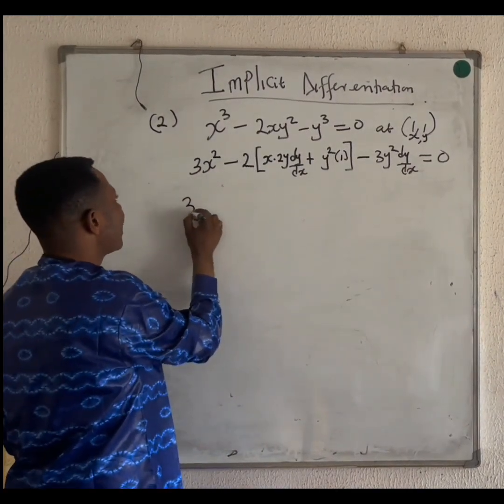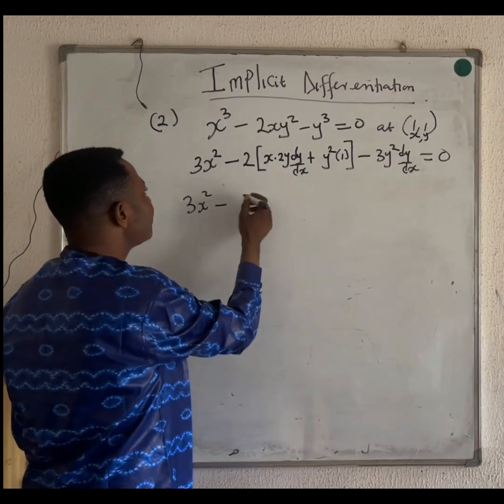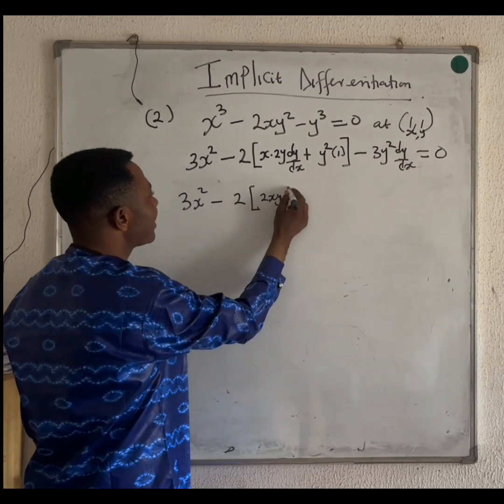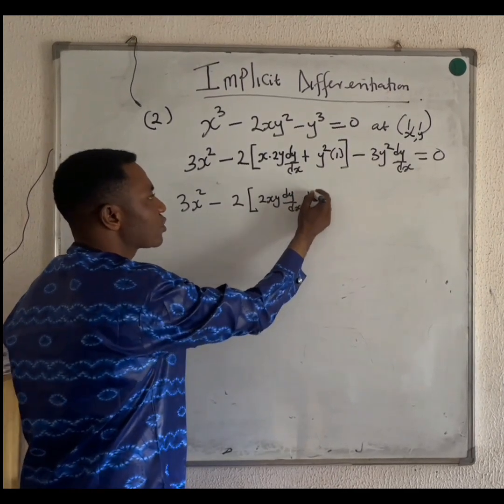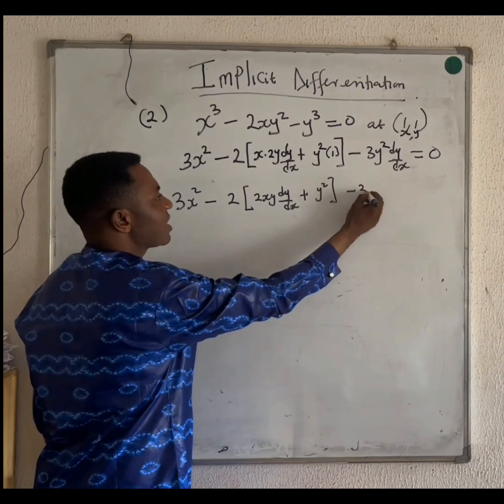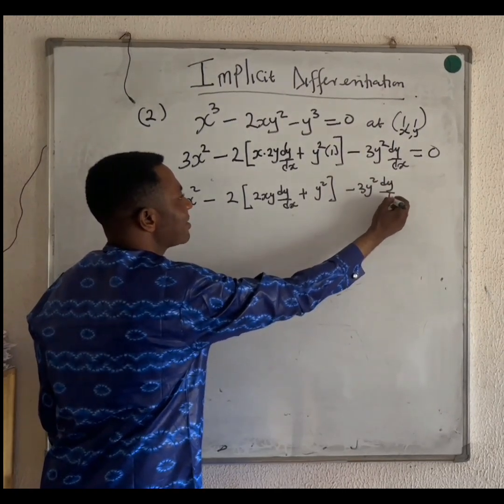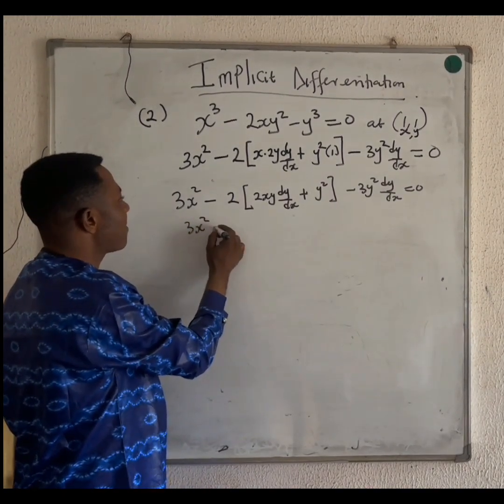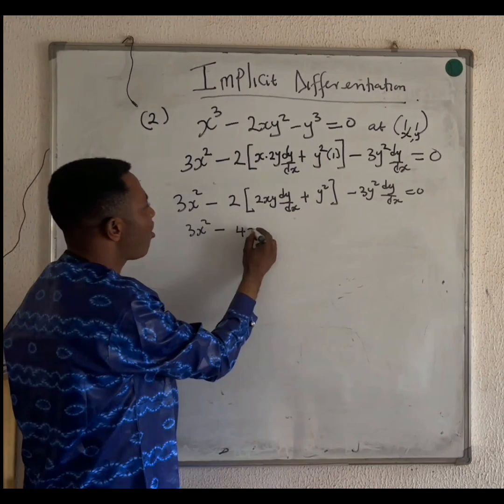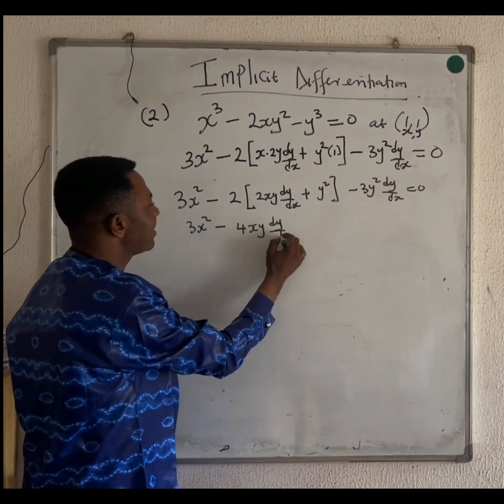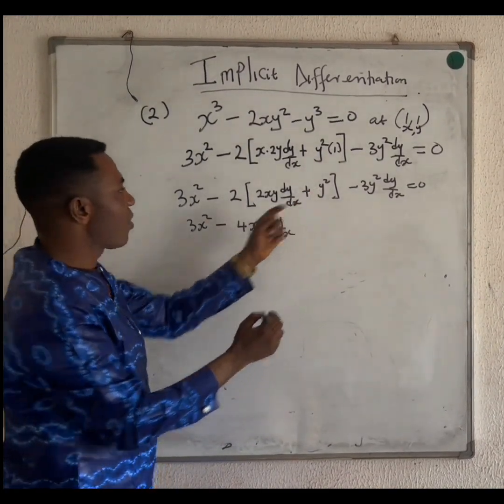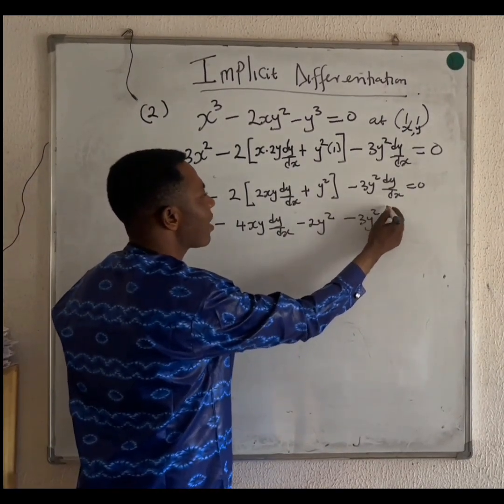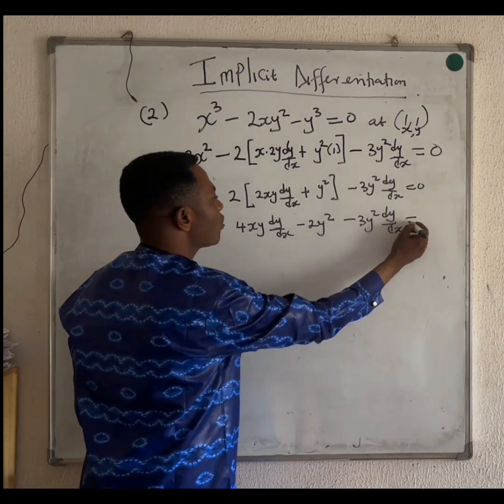Alright? Now we have 3x squared minus, here, we now have 2 into 2xy dy/dx plus y squared, minus 3y squared dy/dx equal to 0. Now let's try to open this bracket. 3x squared minus, this time this will have minus 4xy dy/dx. Now minus 2 times plus y squared, we have minus 2y squared. Then minus 3y squared dy/dx equal to 0.